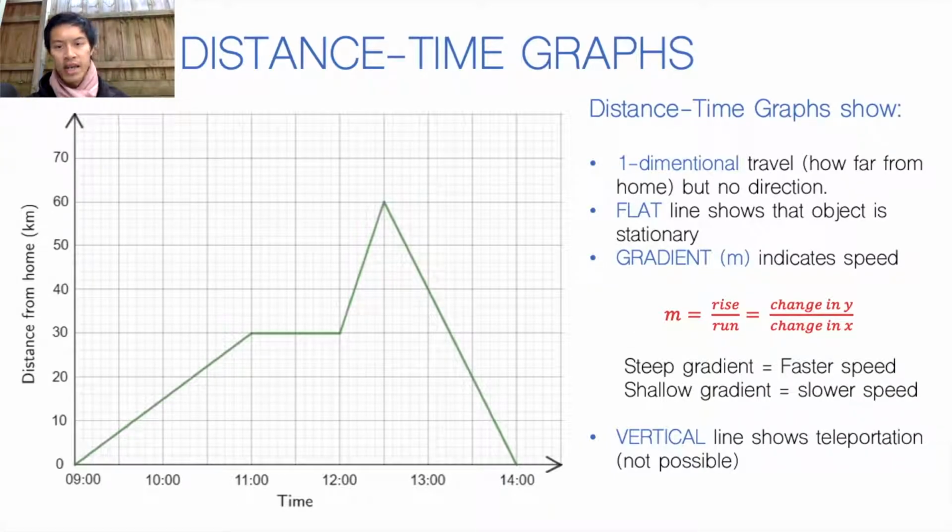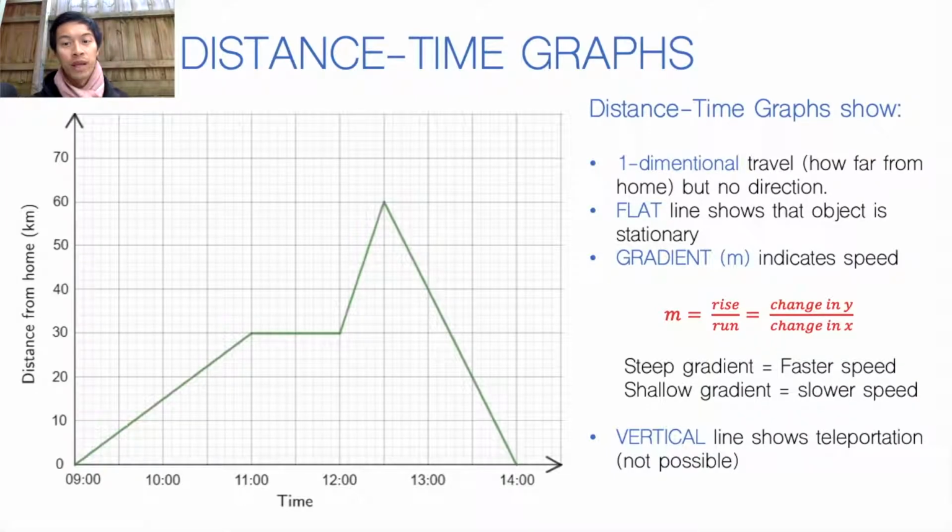Let's have a look and break down how we figure out some information based on what we have here. Even though we have the distance and we have the time, if I was to ask how far from home the object was at about 10:30, you can go to the 10:30 mark here and figure out the distance, which is roughly just a little bit over 20 kilometers away from home. If you ask what it is at 1:30, it is about 20 kilometers away from home.